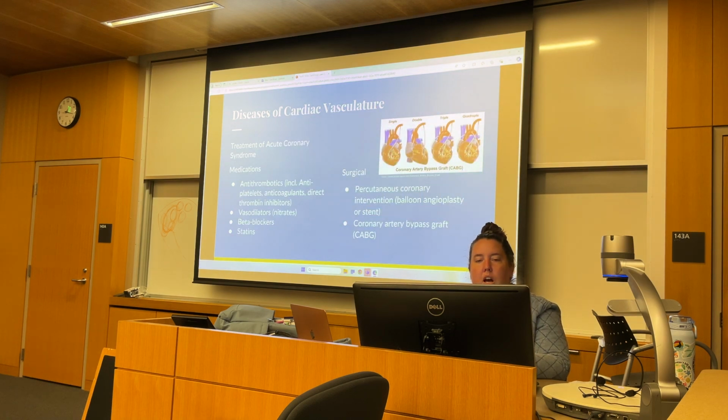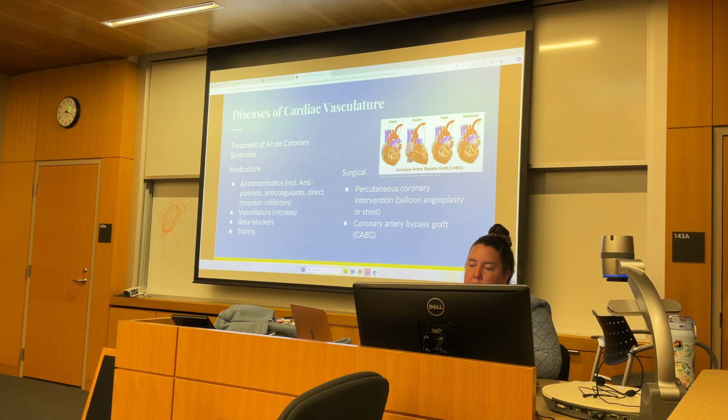All right. Treatment of acute coronary syndrome medications include antithrombotics. So these would be antiplatelet medications, anticoagulants, thrombin inhibitors. These are things that prevent blood clots, so we want to do the opposite of what causes them. Vasodilators, so that we can increase the size of the lumen and increase blood flow. Beta blockers to slow the heart rate, and statins to lower cholesterol.